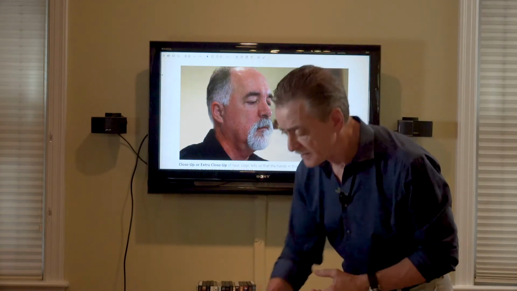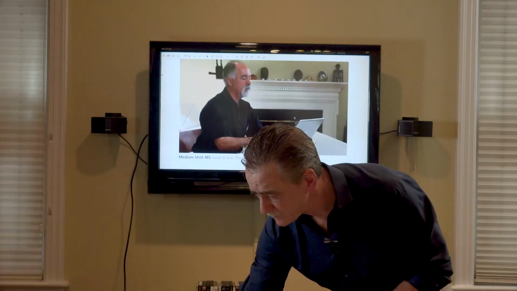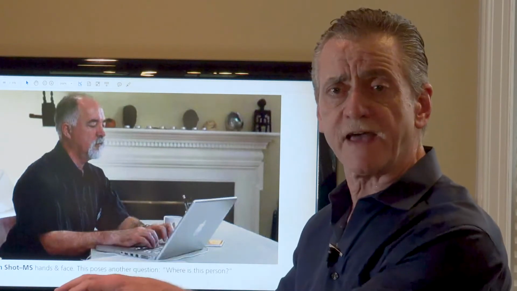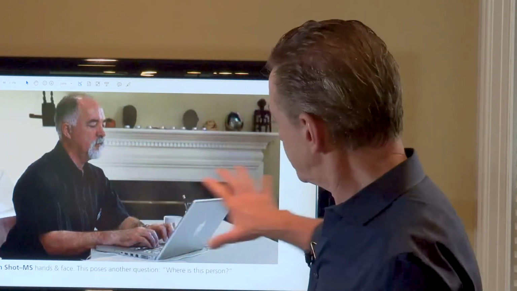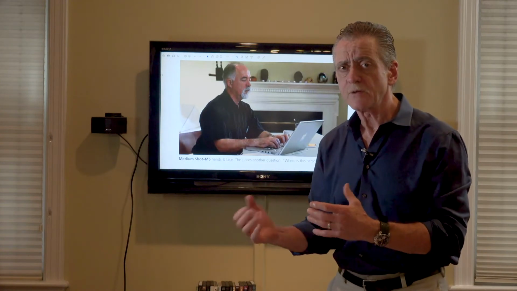So the next clip in this series is going to be this medium shot. It's confirmation that that set of hands belongs to this face, and we see that there's a fireplace back there. We see that it's probably someone's living room, okay? But still, we don't know where he is. We don't know the broader context. We don't know what he's writing, okay? So that's the third shot.